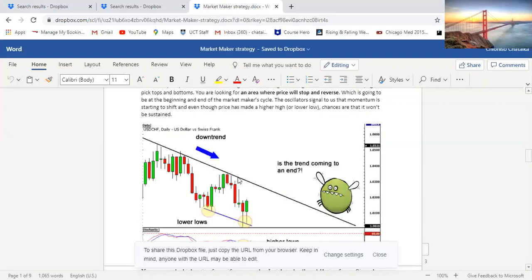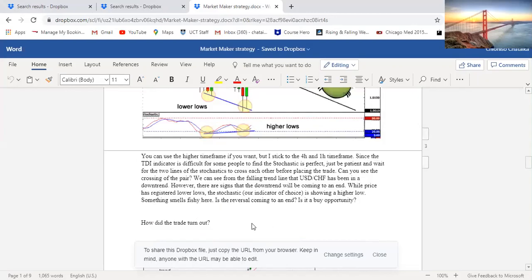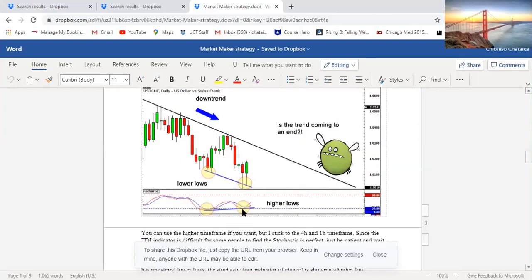This is a daily chart, and here's with the stochastics. You can also use the stochastics indicator, as you can see. But if you use the stochastics indicator, you're gonna have to wait for the red and blue line to cross over, or whichever colors you use, in order to form that leg.